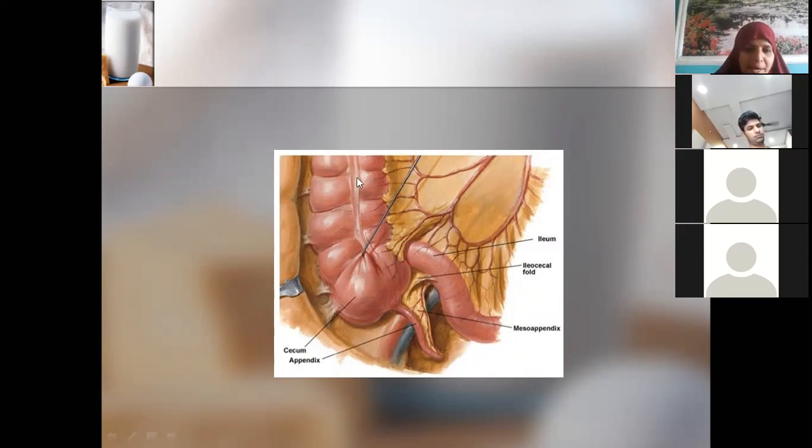This longitudinal thickened band is the tinea. These are haustrae. This is the appendix, and this is the mesoappendix. What are these branches? Everything we are discussing in detail. Which artery branches do we have? Ileal branches of the superior mesenteric artery. Yesterday we discussed the middle colic, right colic and ileocolic.